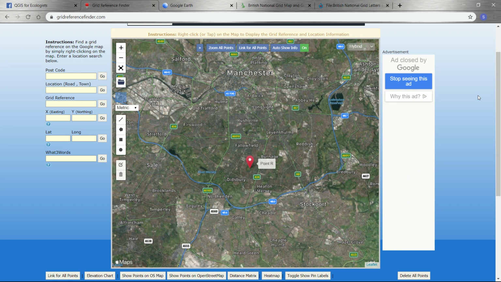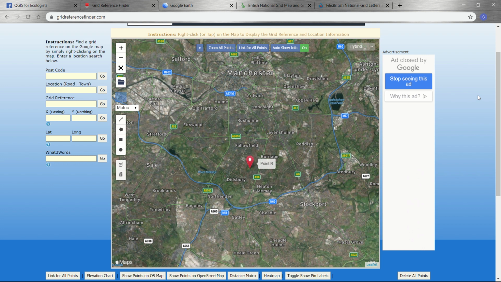Hi, welcome back. For this session, I'm not going to open QGIS software, but we are going to talk about a very important topic that affects everything you do within GIS, and that is coordinates and coordinate reference systems.